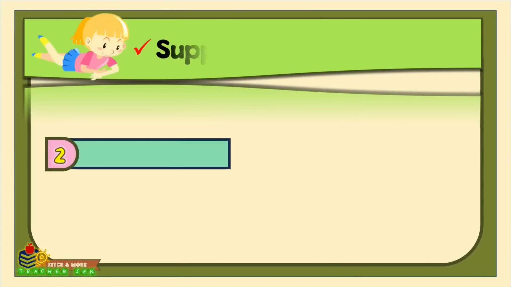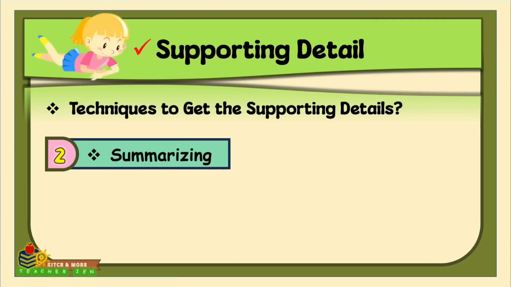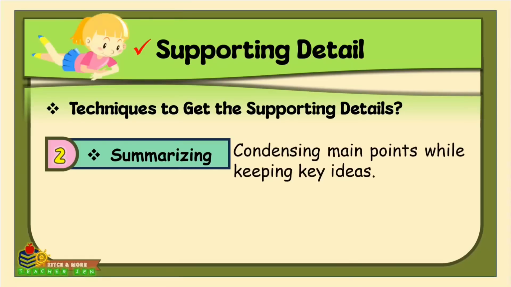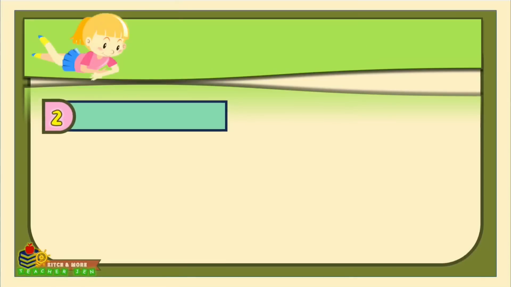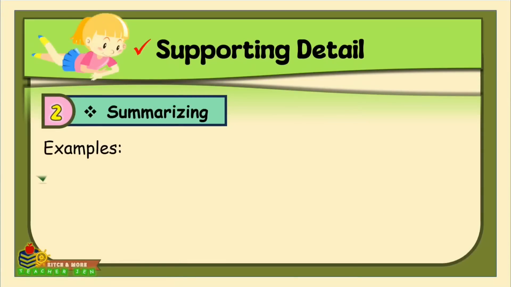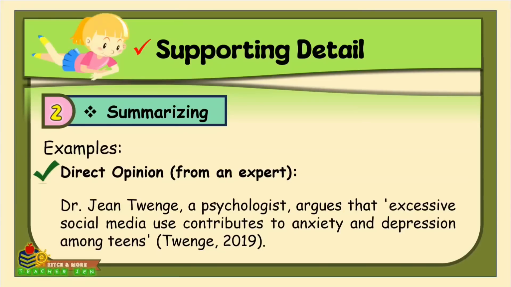The next technique to get the supporting detail is through summarizing. It's condensing main points while keeping key ideas, reducing text to its most essential points. So for example, here is a direct opinion from an expert. Dr. Jean Twenge, a psychologist, argues that excessive social media use contributes to anxiety and depression among teens. This is a direct quote taken from Dr. Twenge's statement. The quotation marks indicate that it is word for word from the source.